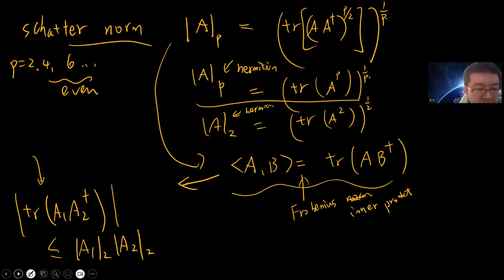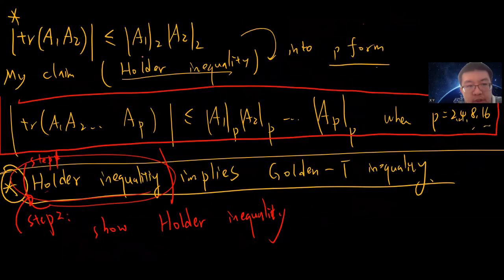In the previous video, in order to prove it, I introduced the Schatten norm. For even p, the Schatten p-norm of A is the trace of A dagger A to the power p divided by 2, all to the power 1 over p. For example, the 2-norm is just the trace of A squared to the half, if you consider Hermitian matrices, and we know this is the Frobenius norm. And obviously we have this kind of inequality, which is basically Cauchy-Schwarz.